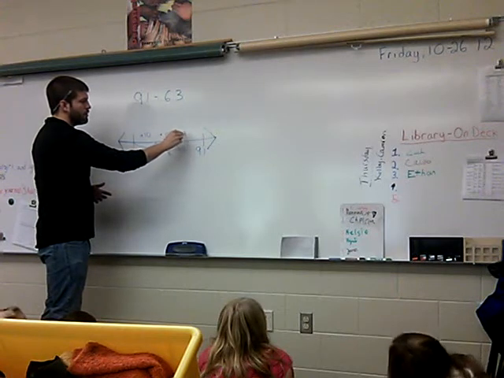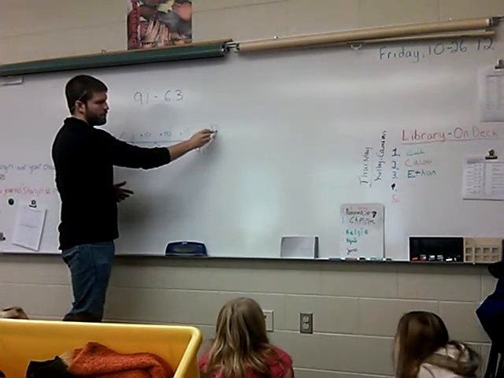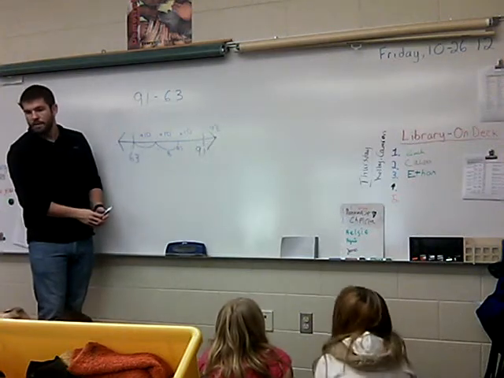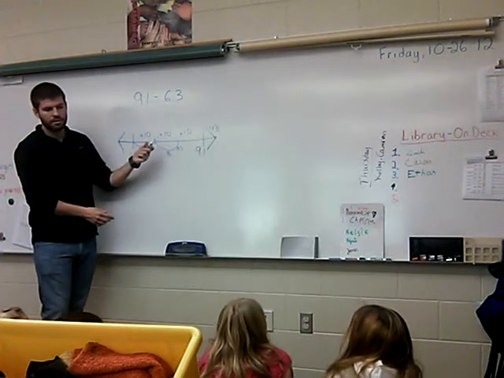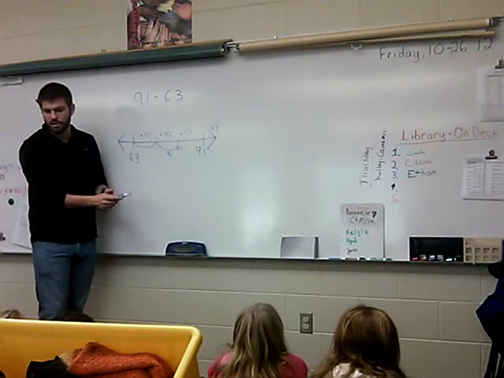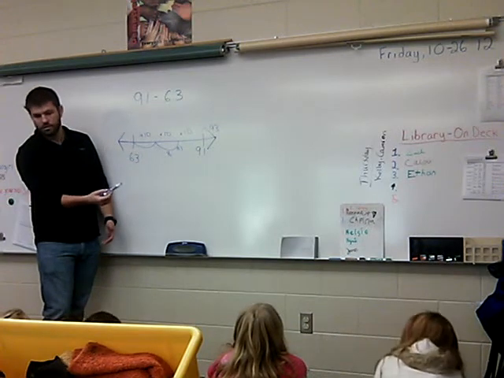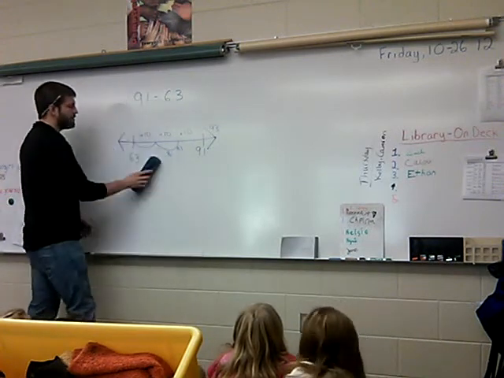Plus 10 more would be 93. I would have gone too far. So if I added 30, I would get 93. But I don't want to get to 93, I want to get to 91. So I have to take 2 away from 30 and it would give me an answer of 28. That's the best way to do these.